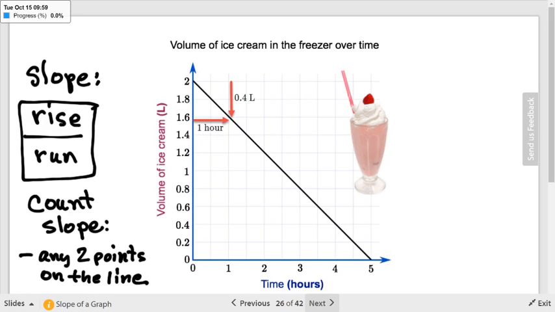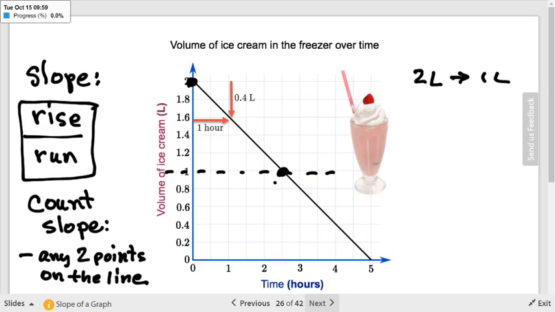Now, when you're being asked a specific question, you need to make sure you're using the points they want you to use. So, let me pose a question here. Say I have 2 liters of ice cream, and I want to see what the slope is when I end up with 1 liter of ice cream. So I'm going from 2 liters to 1 liter. 2 liters happens right here. Do you agree with that? 1 liter happens right there. It's the 1 liter line right there.